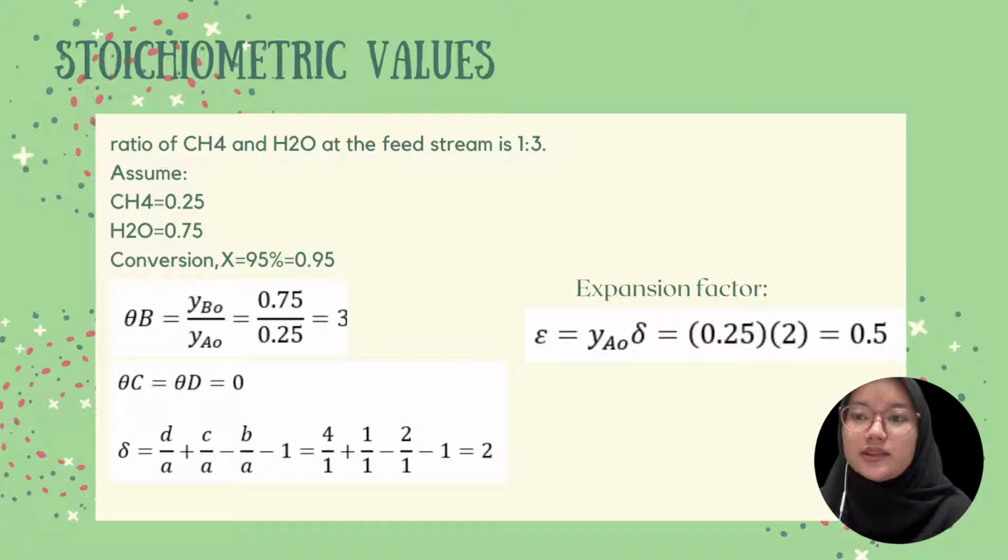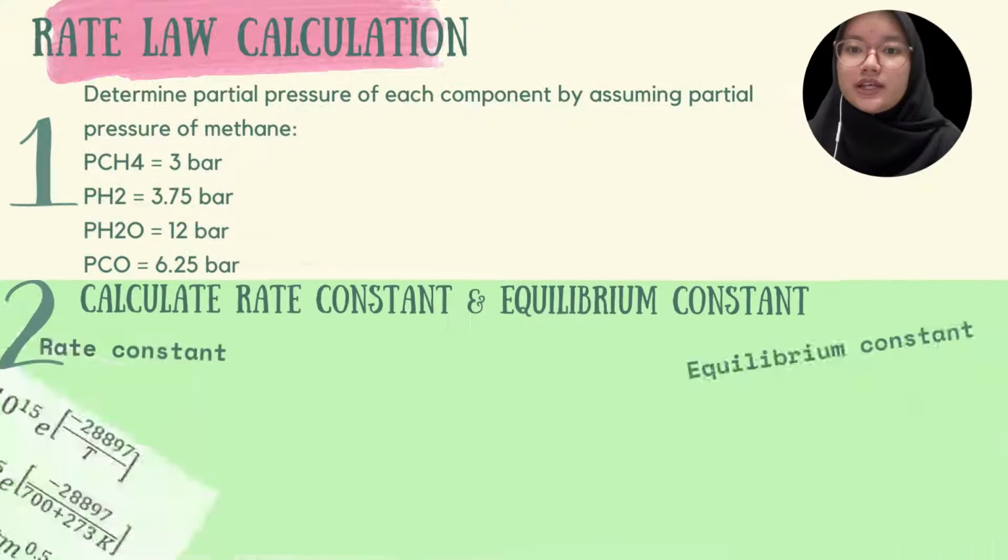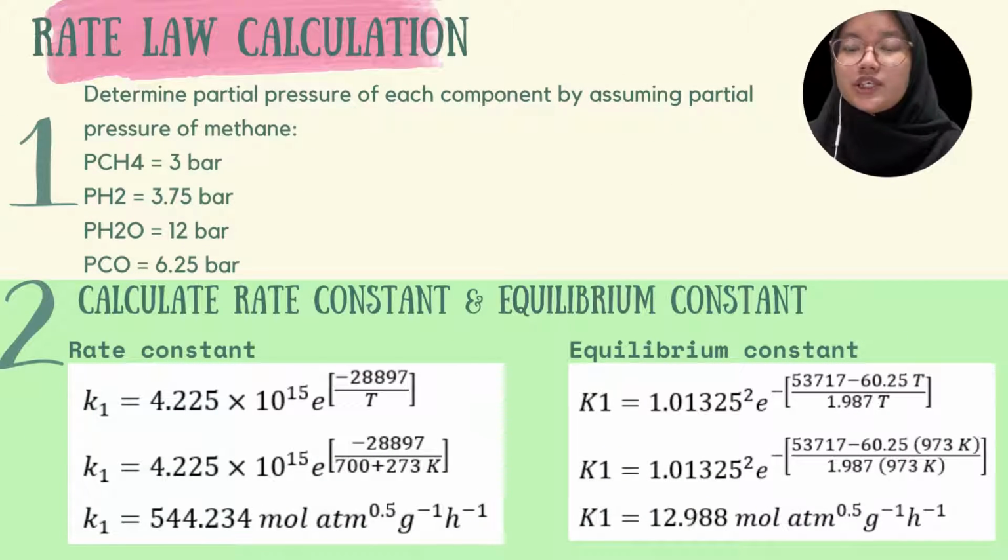Then, the change in the reactants are determined, as well as the delta. In this calculation, the expansion factor is considered since it is a gas-phase reaction. For the rate law calculation, the first step is to determine the partial pressure of each component by assuming the partial pressure of methane. Here, we assume the partial pressure of methane as 3 bar and the partial pressure of other components are then calculated using the relation based on reference. And the value of partial pressure calculated are shown here.